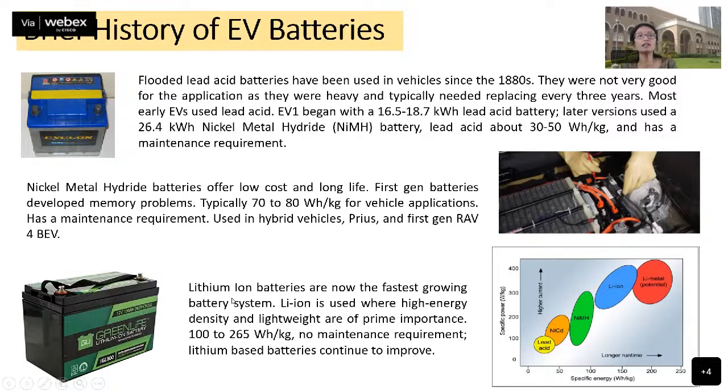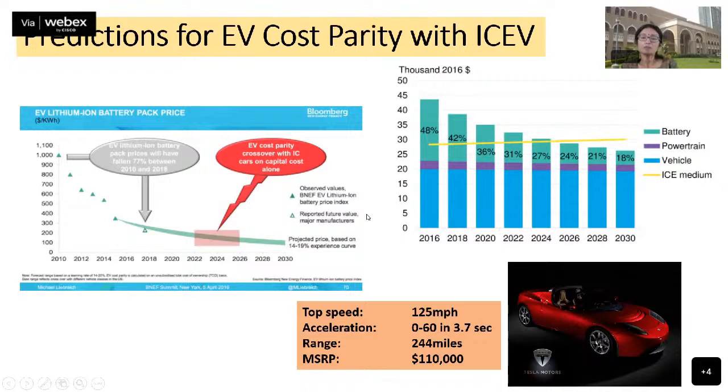Currently, from the lead-acid batteries which were used, to nickel metal hydride batteries in vehicles, it is now lithium-ion batteries. They are the fastest growing battery system. Lithium-ion is used where high energy density and light weight are of prime importance, with an energy density of 100 to 265 watt-hour per kg. The maintenance requirement as of now is not very much. And lithium-based batteries continue to improve, as you can see from this particular Dragonite plot shown over here. So there is a cost parity coming in.